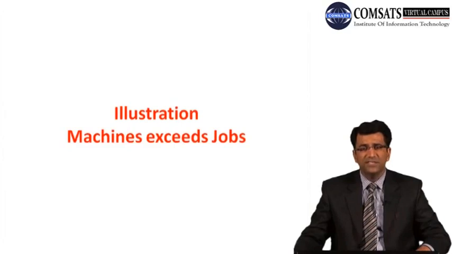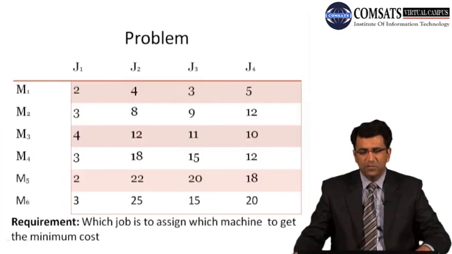So let's first discuss a real-time example, that is when the machines exceed jobs, that is when the number of machines available for the assignment of the different jobs is more than the number of jobs. This is the particular problem we will solve today. There are 6 machines in this problem, that is M1, M2, M3, M4, M5 and M6. These are the 6 machines, but there are 4 jobs which are to be assigned to any of these machines, that is J1, J2, J3, J4.